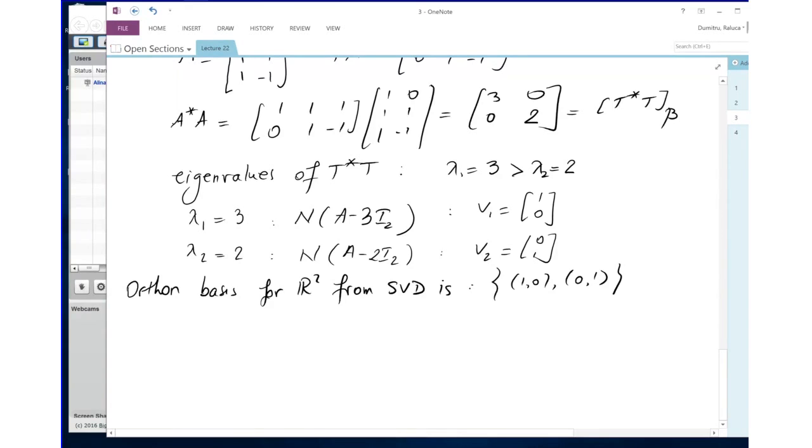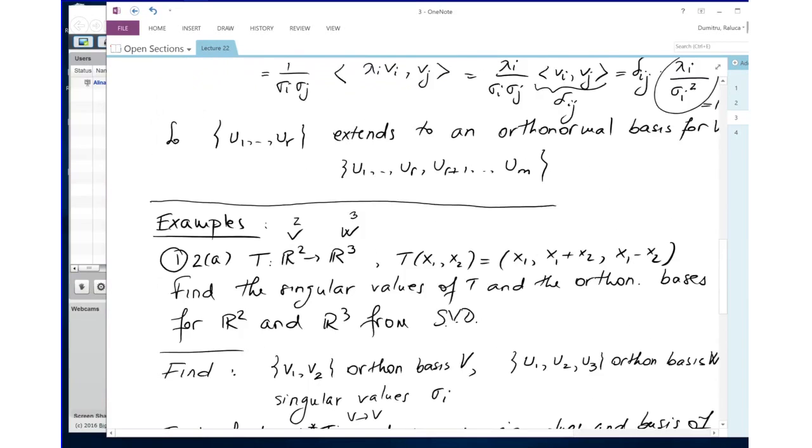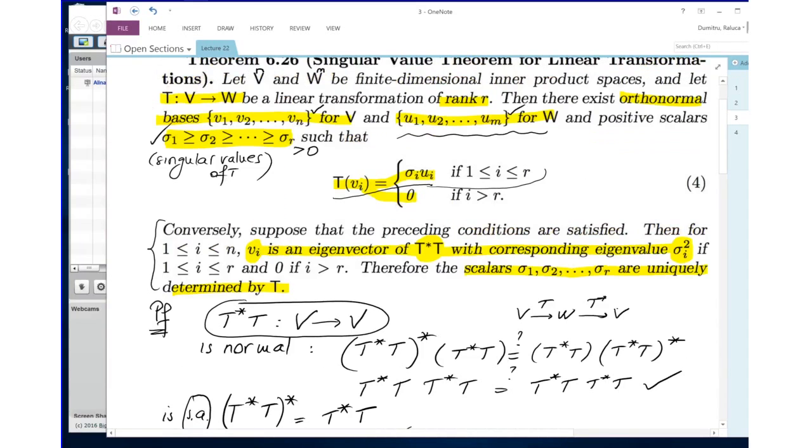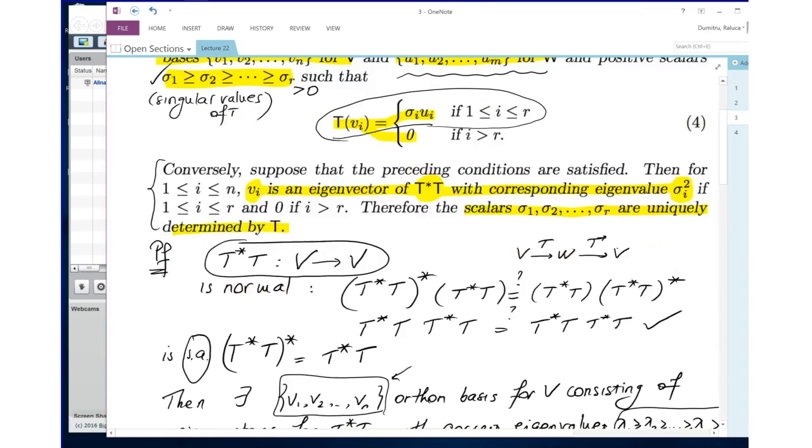What are the singular values? How do we define them? The square roots of the eigenvalues of T star T. So sigma 1 is the square root of 3. Sigma 2 is the square root of 2, right? So now we need to move everything into the second component, so into the orthonormal basis for the second space, which is R3. The connection is through this. So to define U1, we need to compute T of V1, which will be sigma 1 U1.